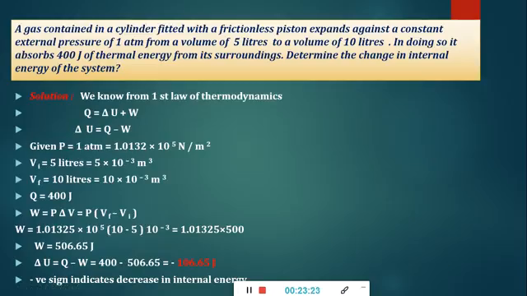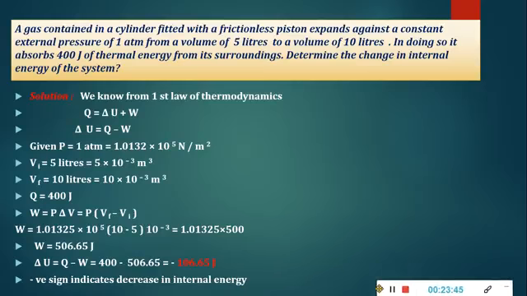Now we'll see some numericals for whatever topics we have covered till now. The first numerical is: a gas contained in a cylinder fitted with a frictionless piston expands against a constant external pressure of 1 atmosphere from a volume of 5 liter to a volume of 10 liter. In doing so, it absorbs 400 joule of thermal energy from its surroundings. Now determine the change in internal energy of the system.